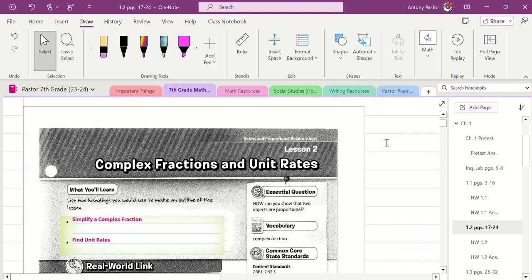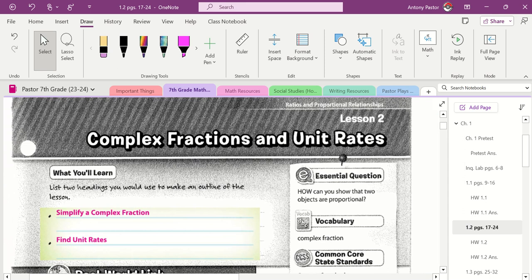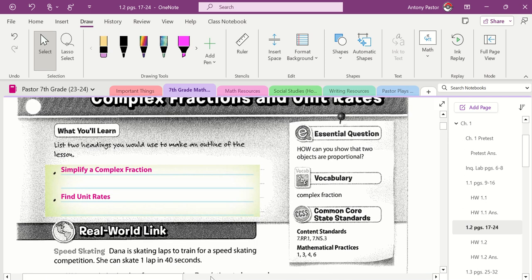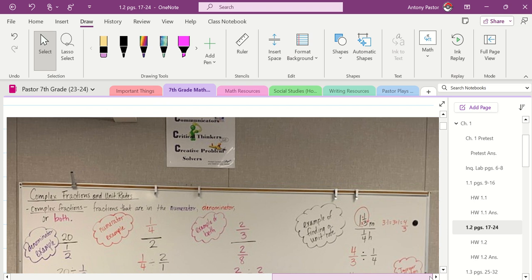Welcome back. Today we're doing 7th grade math, chapter 1, lesson 2. Today we're dealing with complex fractions and unit rates. Our vocabulary today is a complex fraction. So let's go ahead and look at our notes.